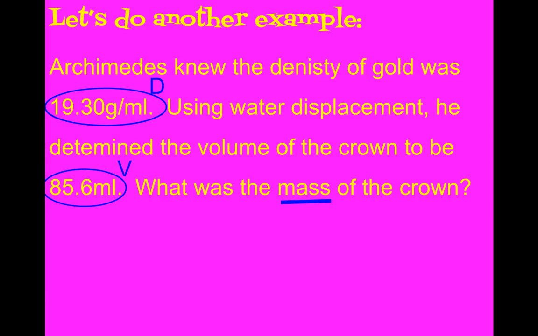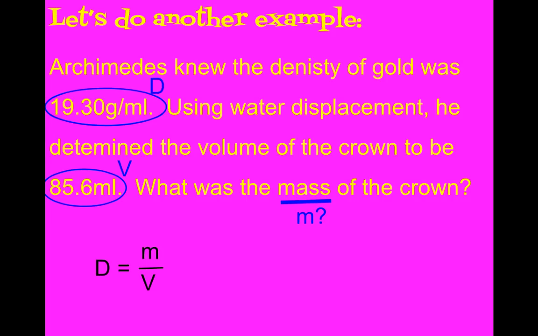I keep reading. What I do is I underline the thing that you don't know, the thing that you're going to be solving for. What was the mass of the crown? I recognize that as the variable m, but I also know that I don't know what that is, so I just put the lowercase m and a question mark. That's what I'm going to be solving for. Now I can look at this and I don't have to read it again. I can just say, all right, I have a density, I have a volume, and I'm looking for the mass. What formula do I have that has all three of those things in it?